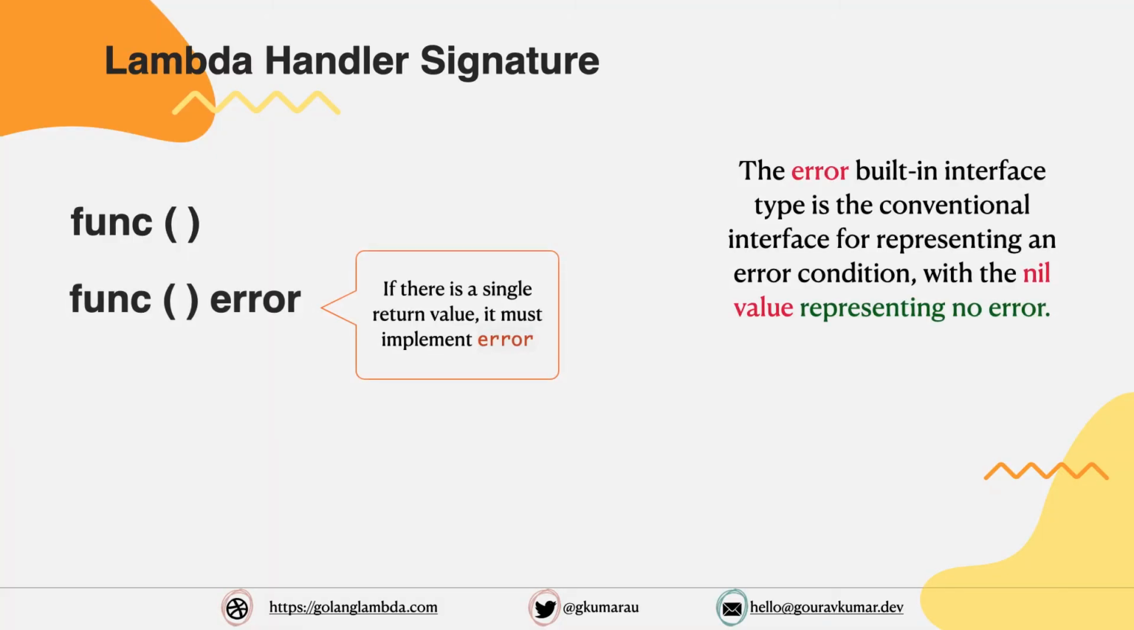The next one is when you want to return a single value. It has to implement the error interface and it can't be anything else. The error interface represents an error condition, and if you return the error, then the Lambda execution will result in a failed state. You can also return nil value when there is no error.